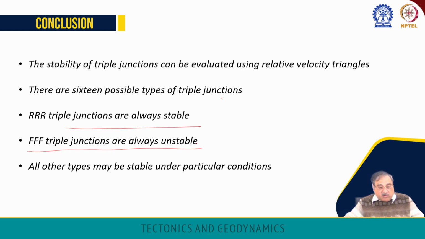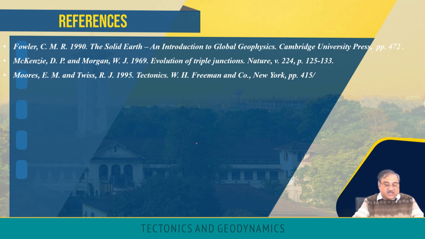Now, the references we follow here are the same, but I just draw your attention to this classic paper by McKenzie and Morgan, 1969, from Nature, which dealt with triple junctions. And this is one of the classic papers which established how plate tectonics works on Earth, and how it effectively controls the geometry of what happens on the surface of the Earth.